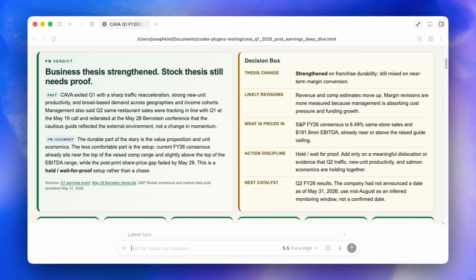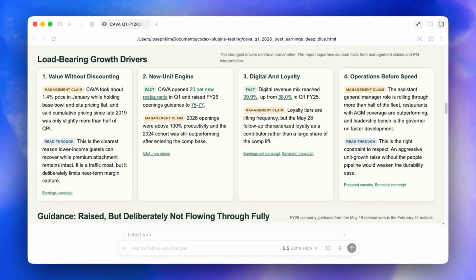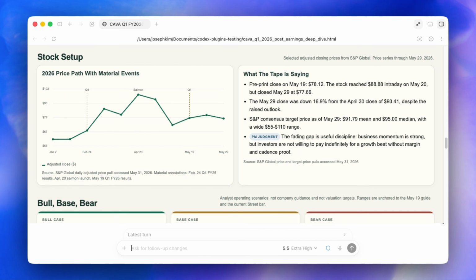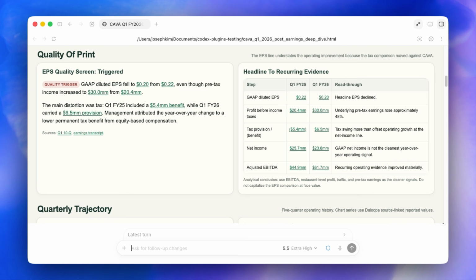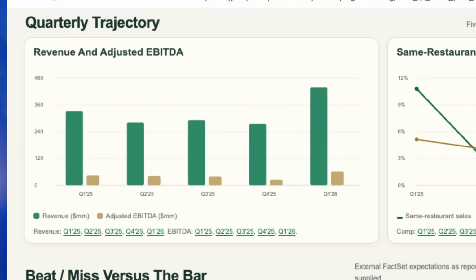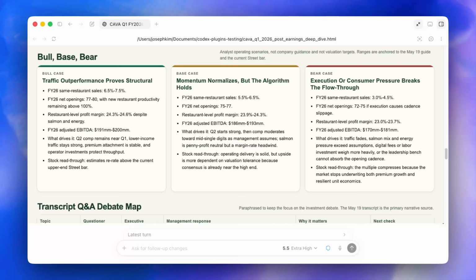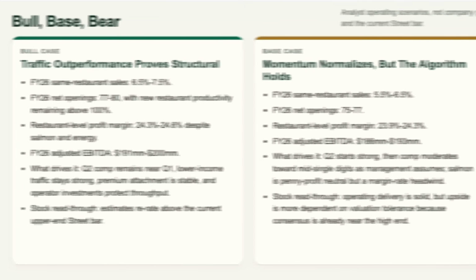The output is a highly detailed, interactive dashboard built with the expert judgment of a seasoned analyst, covering what changed, what still needs proof, what's priced in, and what action discipline they should follow. It turns Quartr data into decision support with quality of print, reoccurring evidence, operating trajectory, and source-linked analysis. It also pressure tests the thesis with durable checks in bull, base, and bear scenarios.